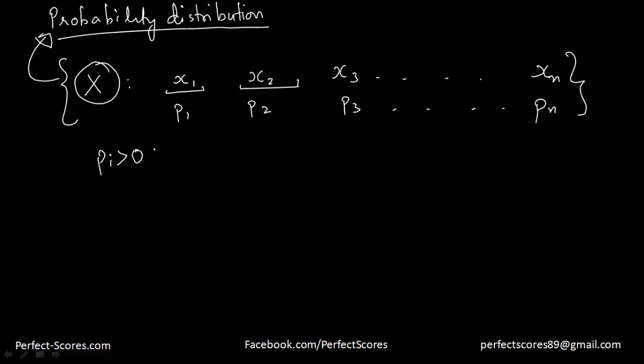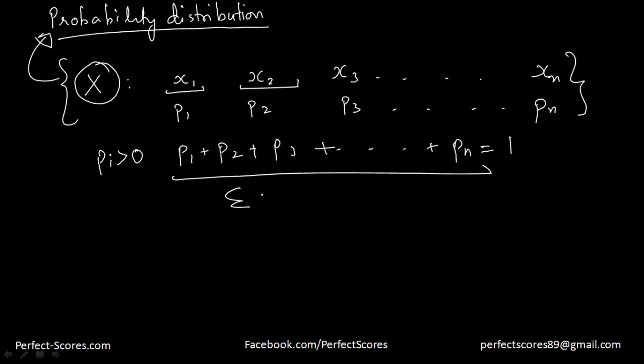And another thing is that the sum of these probabilities, that is p1, p2, p3 all the way till pn, is going to be equal to 1, which means the summation of pi with i equal to 1 to n is going to be equal to 1, because that means that we will not be leaving out any chance, or any probability or any value of the random variable x in this probability distribution. We'll be taking care of every possible value, right?